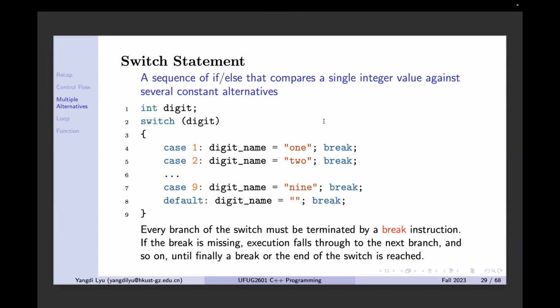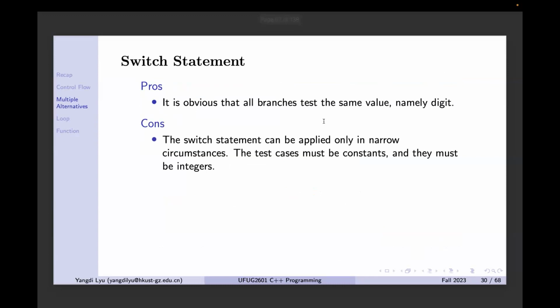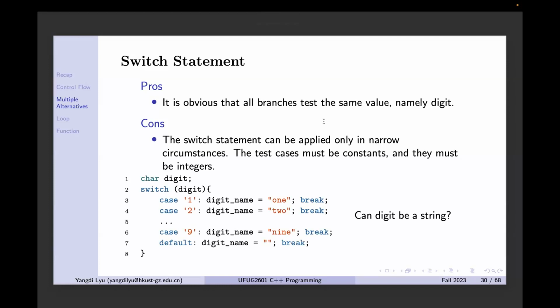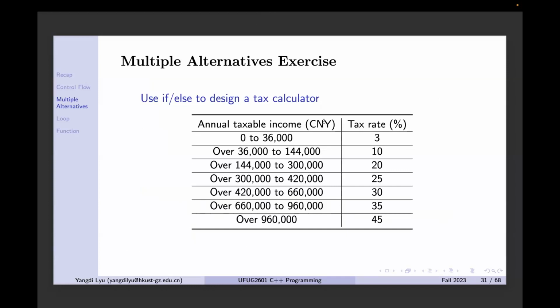It's very obvious. The con, the bad part, is that the switch statement can only be applied in very narrow circumstances. It must be some constant, they must be integers, and so on. If you want to compare characters, you can, if your input is character 1, character 2, instead of integer 1, integer 2. So this will be the switch statement.